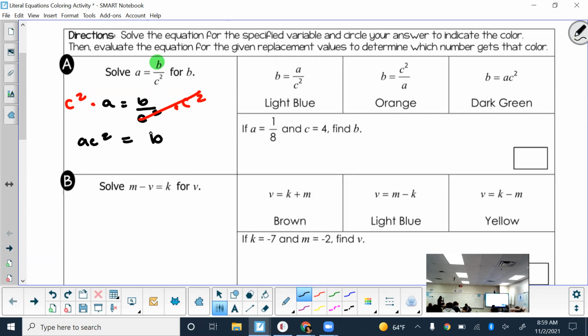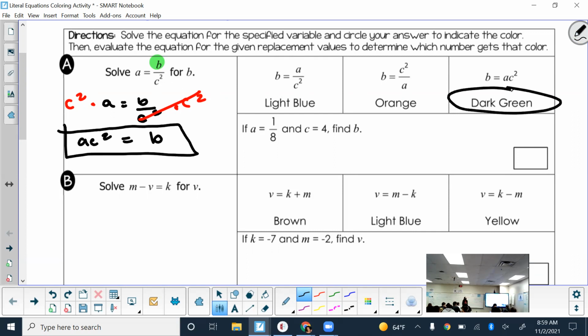So now that I have the B by itself, I can say that I solved for B. That's what it means. And it says solve for this. It just means that it wants this letter by itself. And if you look at your answer options, B is by itself in all of them, right? So which of these answer options matches our answer over here? The third one. Questions about that?